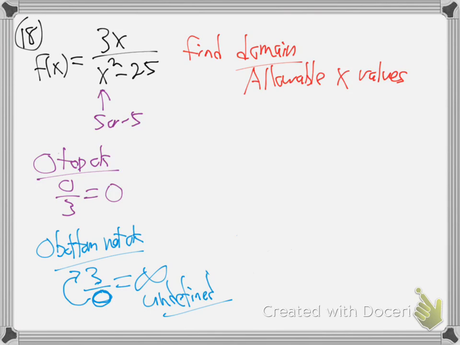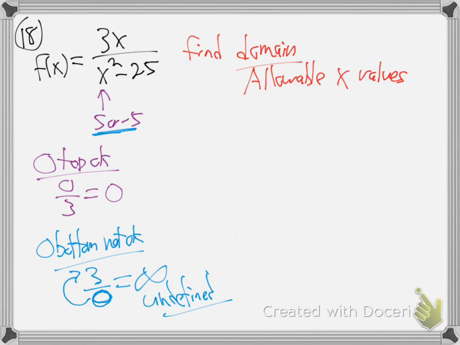So therefore, we never want to plug anything into a function that would make the bottom 0, because that's not a number. That chokes it. That just wrecks it. So you can't put in 5 or negative 5. That'll cause a problem. So the answer is x.